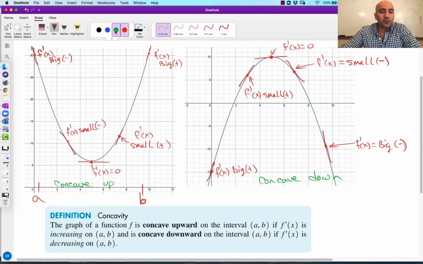So we can arbitrarily choose an interval, say, here from A to B. On the interval from A to B, I would say that my underlying function is concave down on A to B if the first derivative is decreasing, as we see in the pattern here.